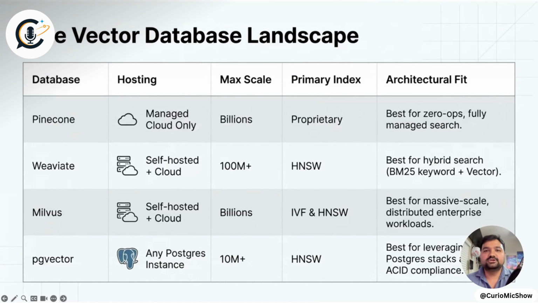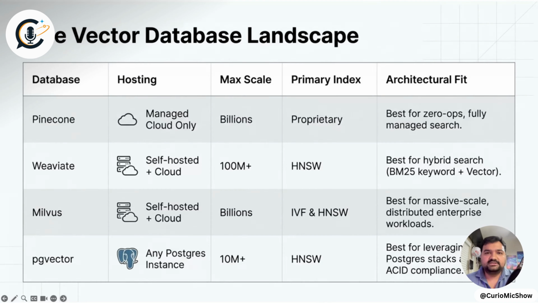So the choice depends on your architecture. If you want to avoid managing infrastructure, Pinecone may fit. If you want hybrid search, Weaviate is strong. And if you need huge distributed workloads, Milvus is built for that. And if you are already living inside Postgres, pgvector can be the pragmatic choice. So there is no universal best database. There is only the best fit for your scale, team, and constraints.